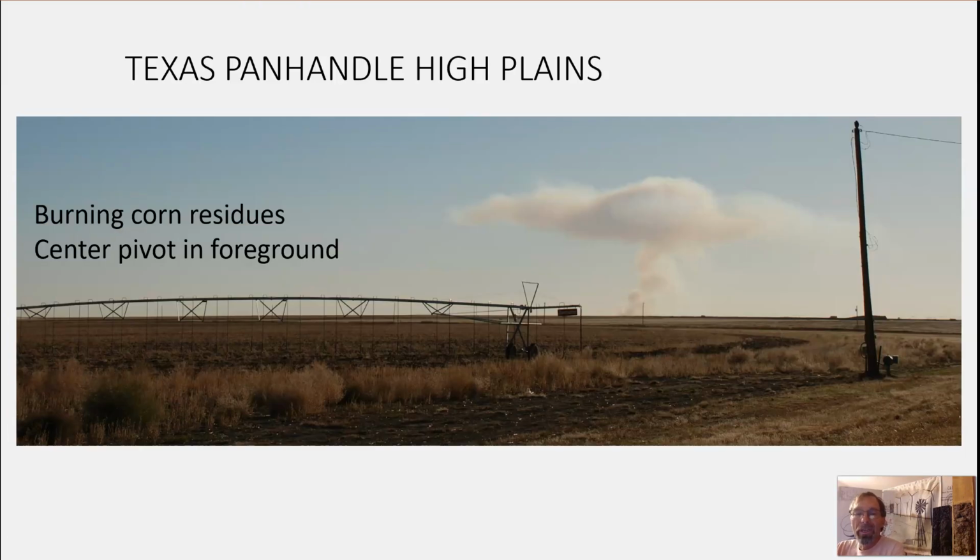Well, sometimes in the Texas Panhandle and the high plains, also southwest Kansas, that region, under irrigation, they will burn their residues, because you can produce 240 bushel per acre corn, and so they have a lot of residues. They want to get rid of them. They'll burn them. Not everybody, but some producers do.